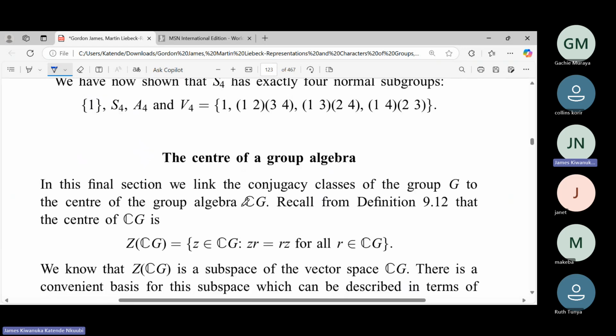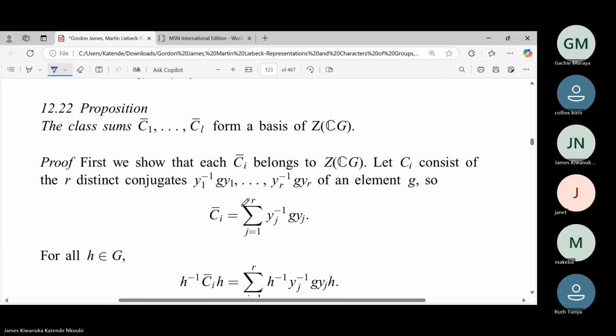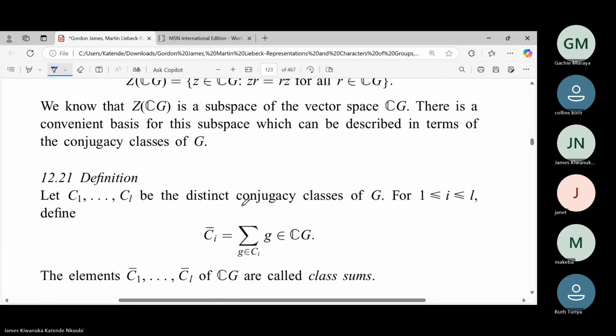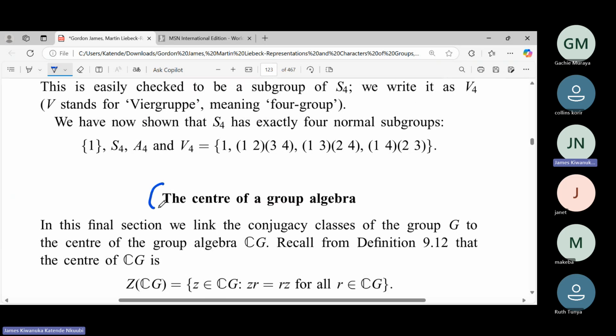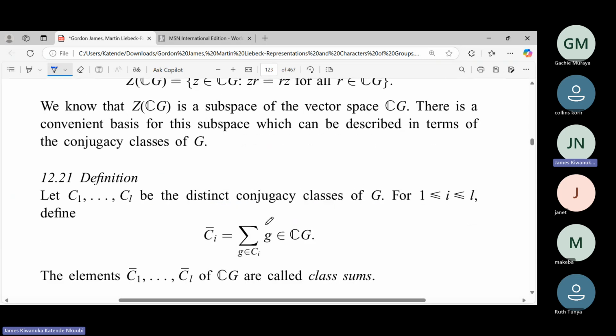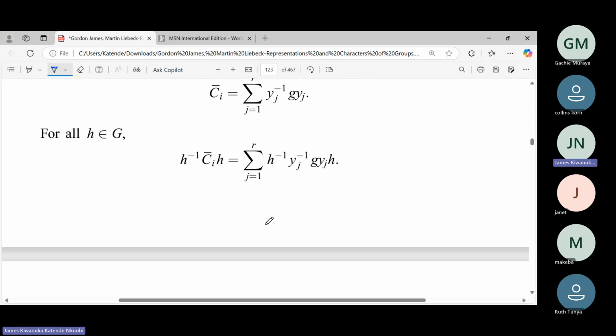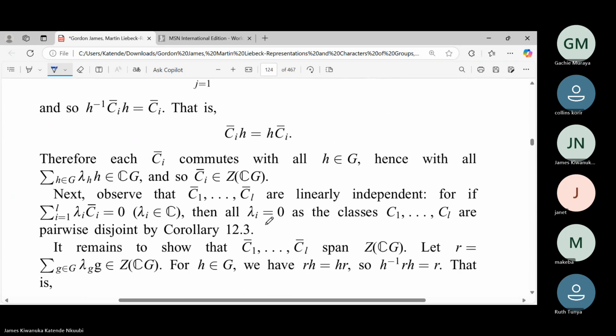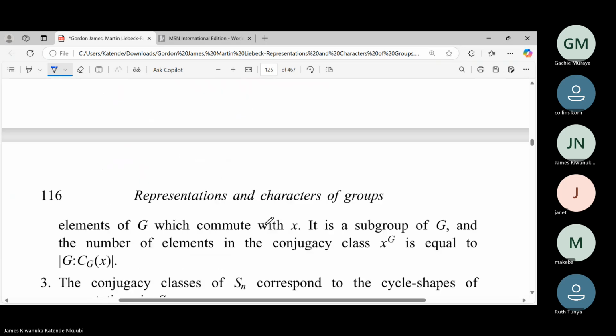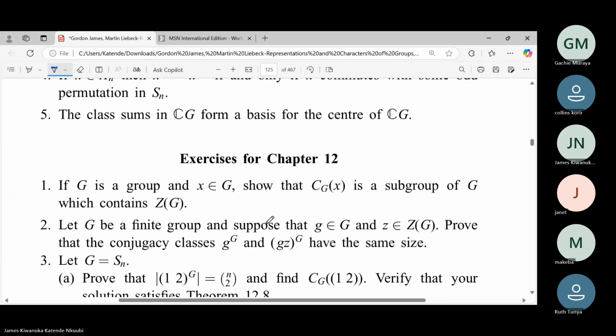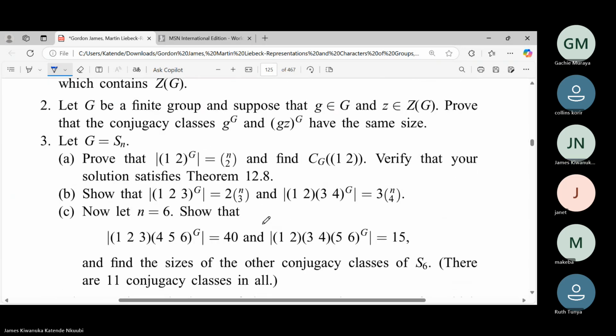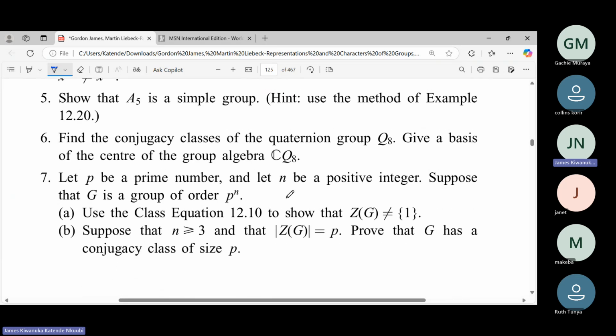You can read the center of the group algebra, but it's optional. But it's good for you to read. So I think that will be the end of this topic.